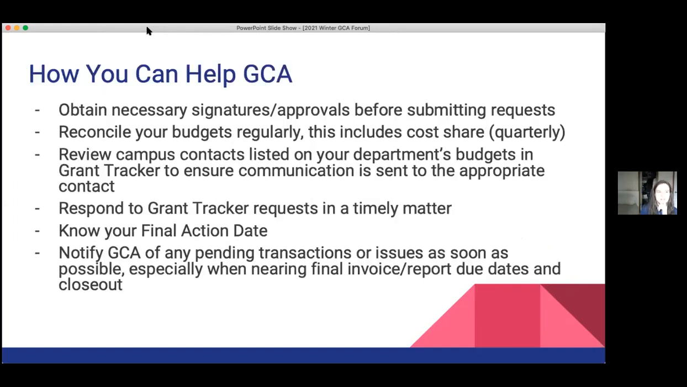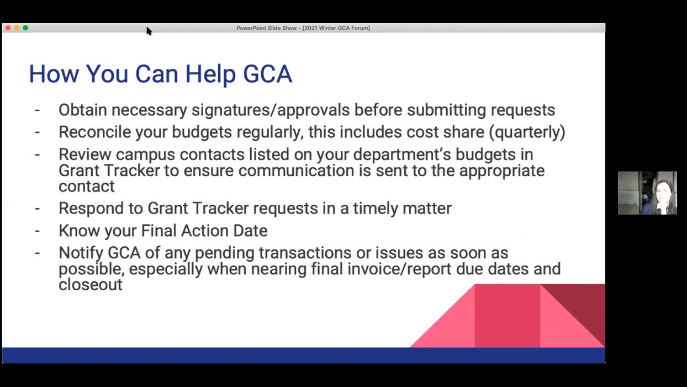So, ways that you can help GCA. Before you submit requests that require signatures or approvals, please make sure that you have those on your form or the email approval. Reconcile your budgets regularly, just to stay on top of things so that there aren't any surprise charges or credits after a final report or invoice has gone out.